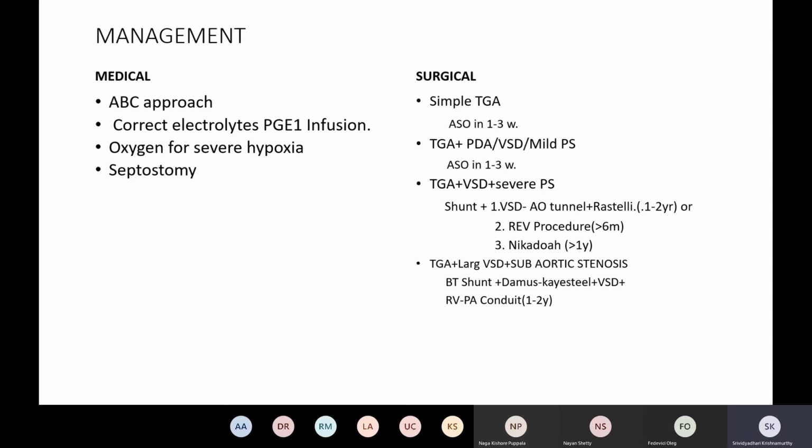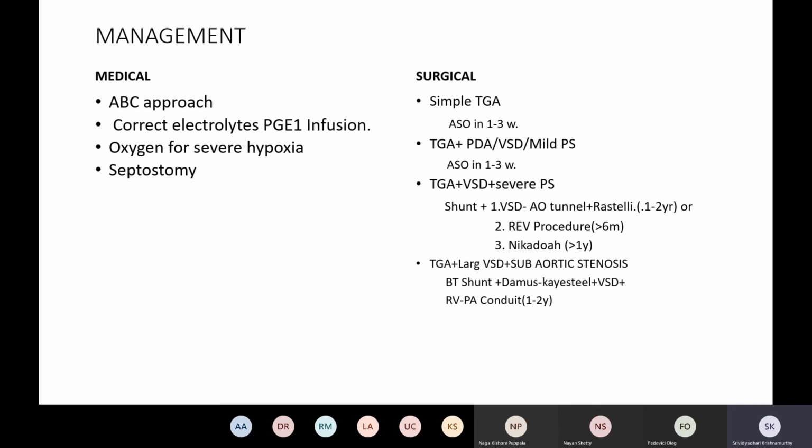Now, I've just concisely covered my surgical management, because I'm sure we're going to have a talk in future about how they're going to be managed surgically, and I let my surgical colleagues do that. So surgically, the simple TGA usually gets corrected if there is good mixing and the child is stable. The arterial switch operation is recommended between the first and the third week. We normally tend to do it within the second week, don't we?